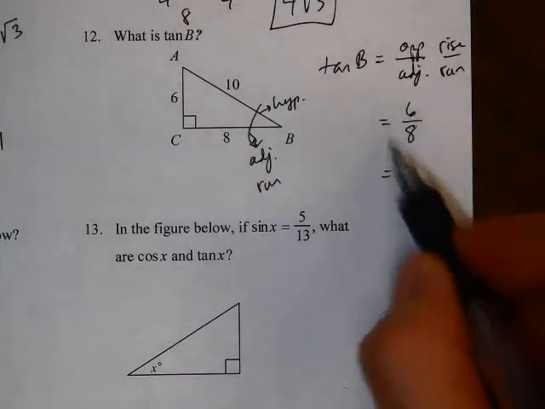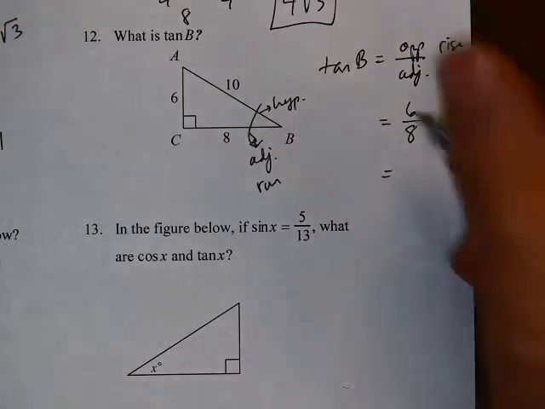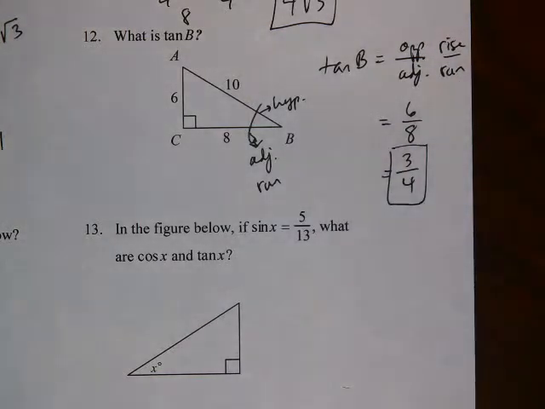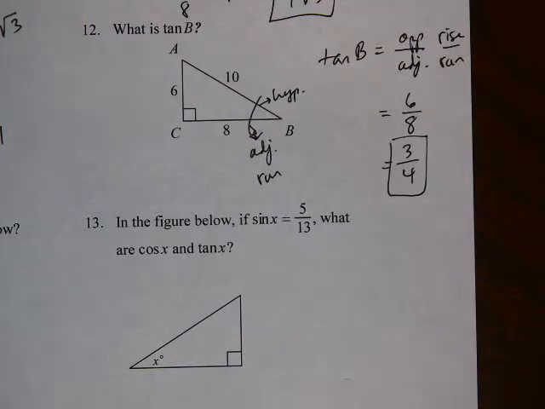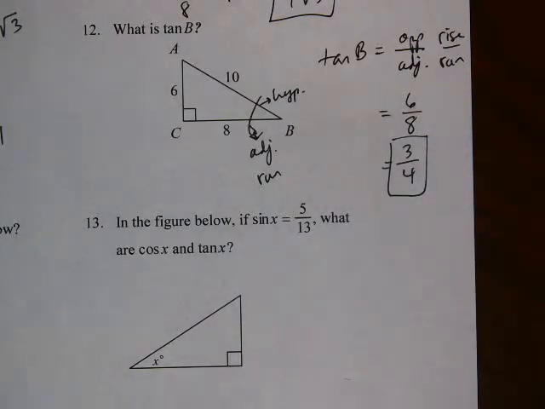Now this is the answer they're looking for. This is the tangent of B. This is just setting up this fraction. Reduce it by 2 and you get 3/4. That's all you've got to do for tangent of B on this problem. You don't need the degrees. You don't need to cross multiply or solve an equation. You're just setting up the tangent ratio.